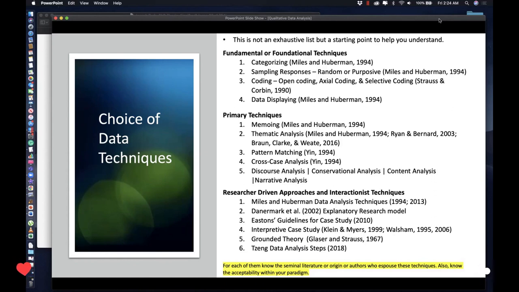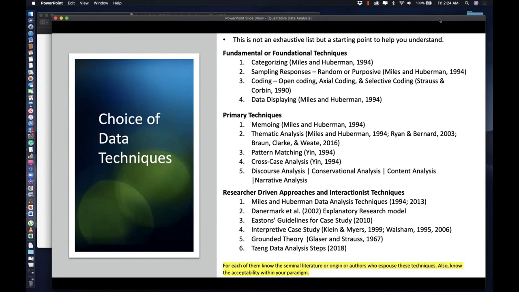Okay, and then we have pattern matching, which is a technique that comes from Yin in his book in 1994. He talked about cross case study, he talked about pattern matching. With pattern matching, we'll be looking for different patterns. Cross case analysis, you put the cases together. But as you are doing all these things in the primary, you are employing some of the foundational techniques to shape the primary technique that you are looking into.